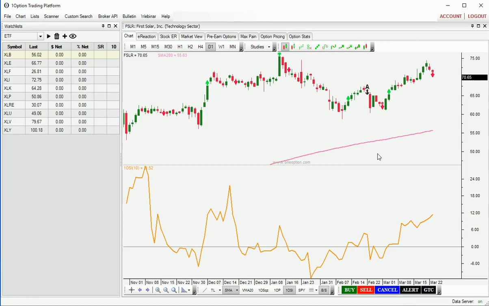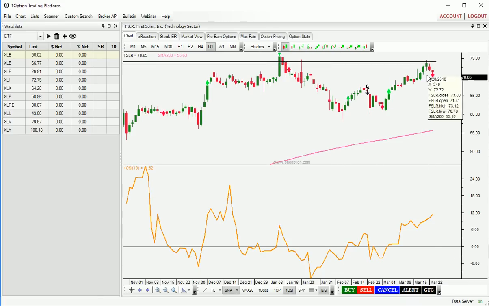FSLR. We actually did a bullish put spread on that, which expired Friday. It's been a really nice one for us. Look at that relative strength. This stock wants to go. It can be a choppy one though. It moves. I'm going to put an alert right there.